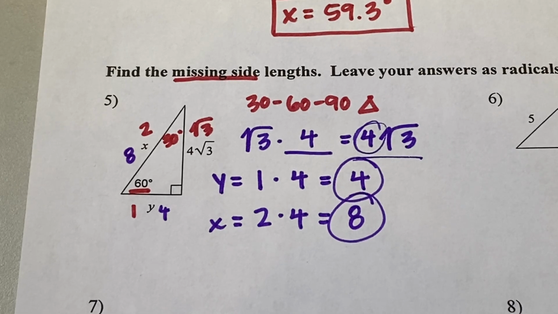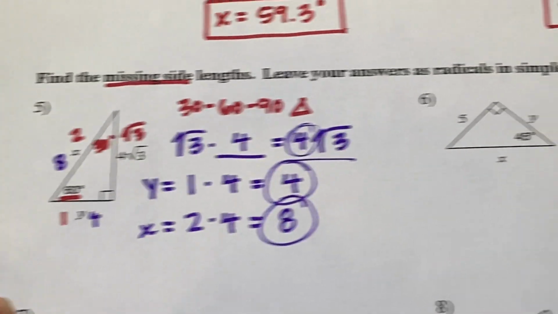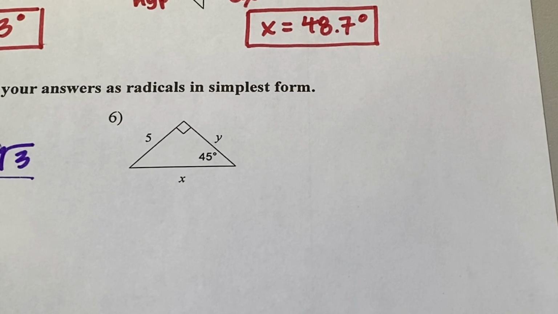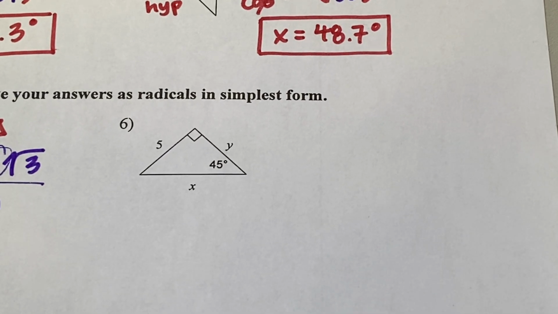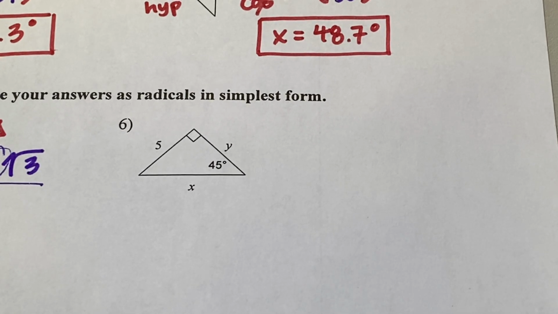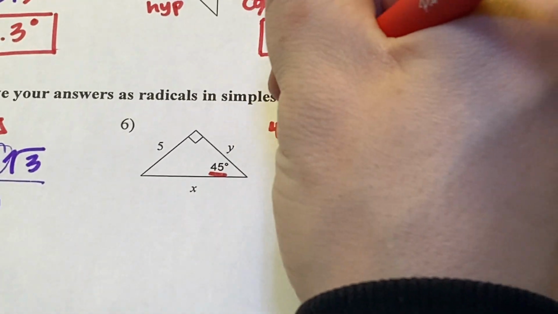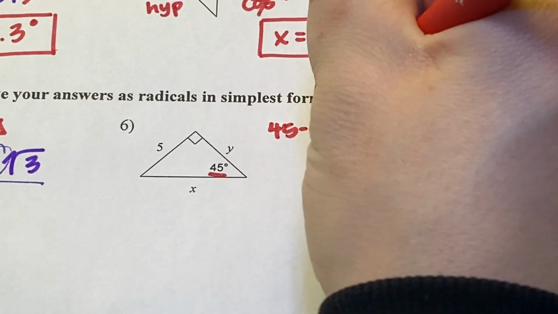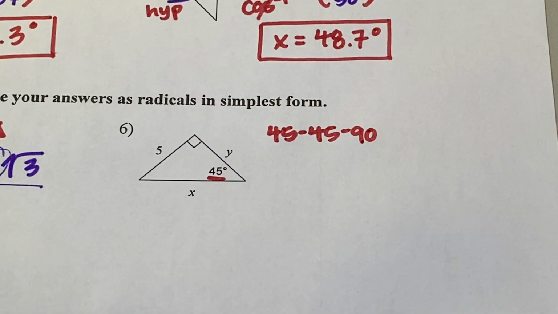Beautiful. Okay, let's try that again. Number 6. We're given a special right triangle. Is this one a 60, 30, 90 or a 45, 45, 90? Love that. Okay, at least we know you can identify that, right? 45 tells us this guy's 45, 45, 90.